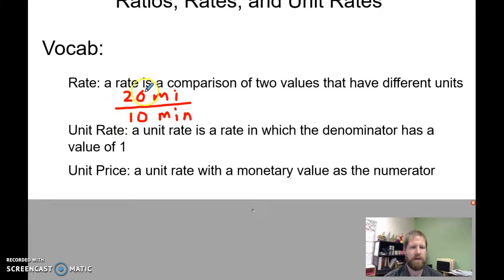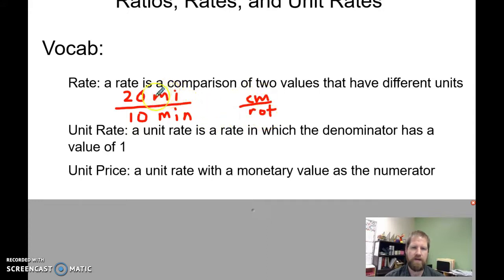I'm walking basically. Or my units could be different. It could be centimeters per rotation. Say I have a wheel. Every time my wheel rotates, it goes a certain number of centimeters. So you can see we're setting these up as fractions, and they always have different units.